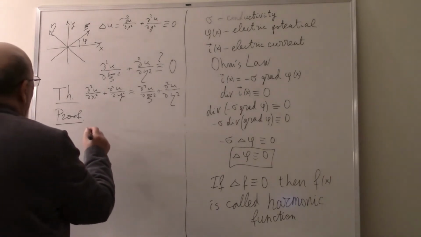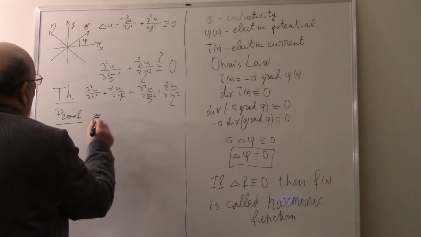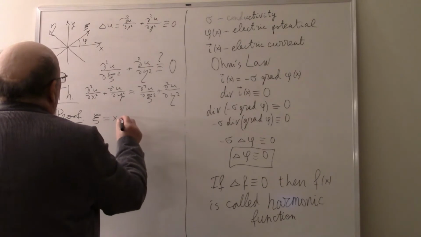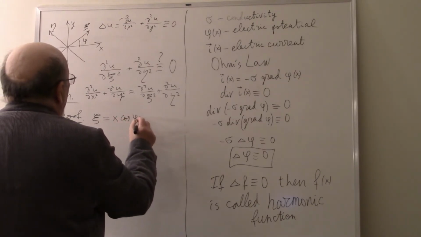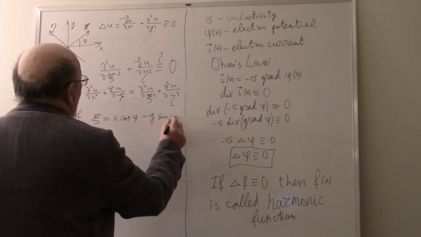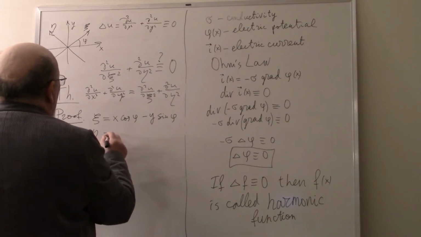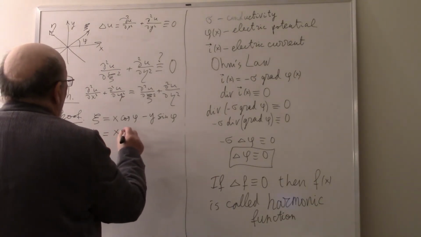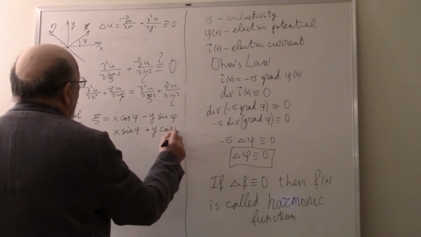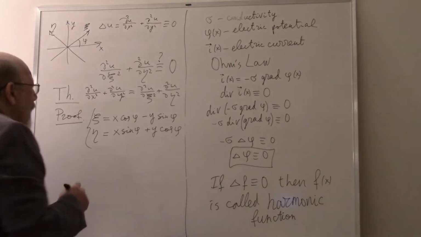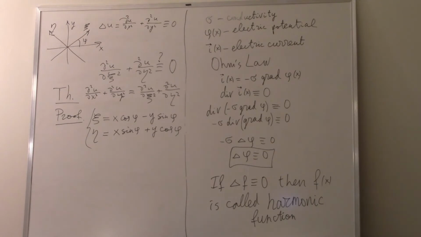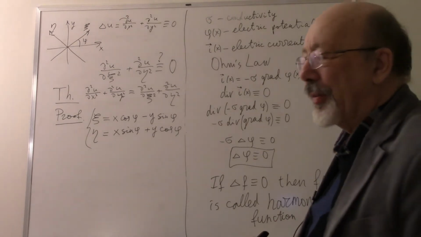So we write psi equals x cosine phi minus y sine phi. Eta equals x sine phi plus y cosine phi. So these are the transformation formulas from xy to psi eta.